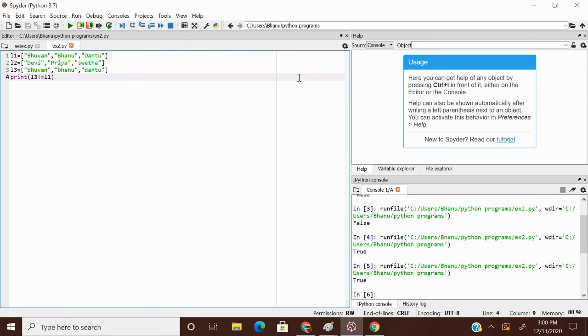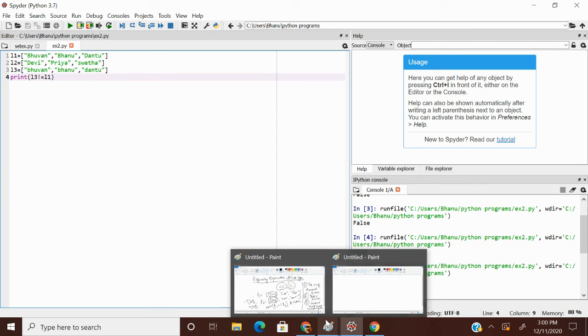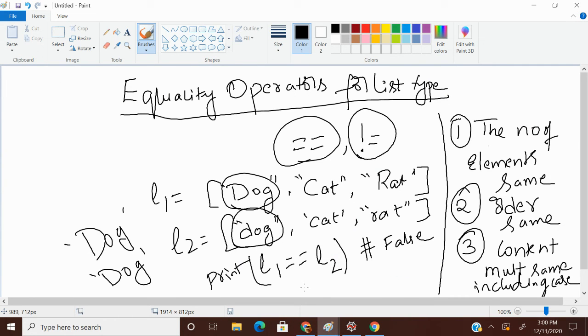The output is true. This is about equality operators in Python. When we are trying to compare with equality operators, the number of elements must be same, order of elements must be same, the content must be same, including the case.